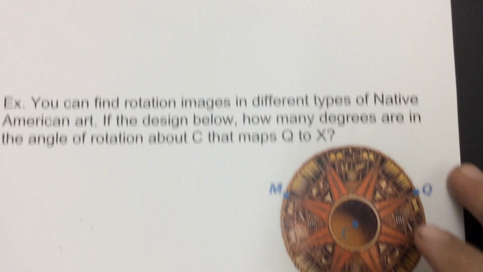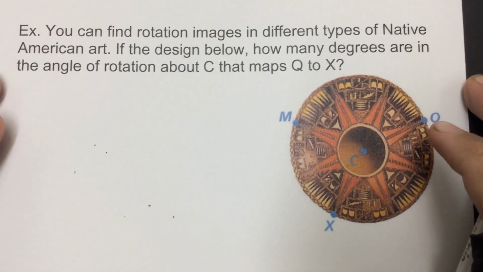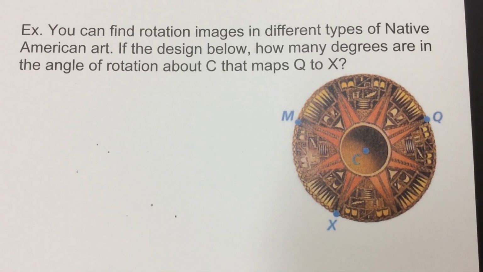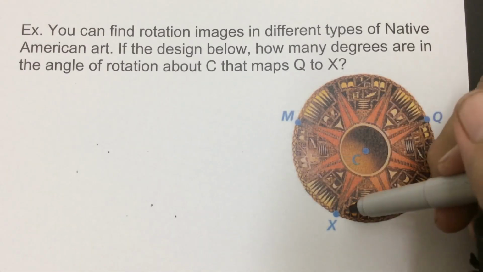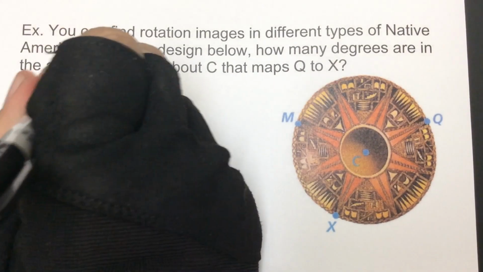So same thing here. Here we actually have the shape, so we didn't need to draw it. We can find rotational images in different types of Native American art. In the design below, how many degrees are in the angle of rotation about C that maps Q to X? So we're going about C, and we're going from Q over to X. Now we're going positive, so we're going to go counterclockwise here. So we're 1, 2, 3, 4, 5 of these points.